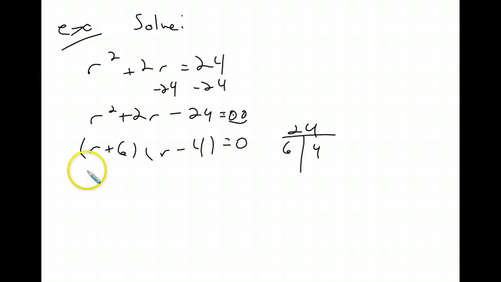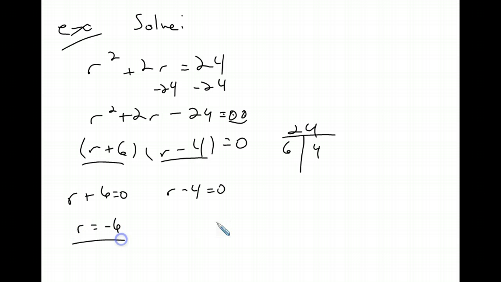So this works. Now I can just take both of my factors. r plus 6 equals 0, and r minus 4 equals 0 to solve for r. So r equals negative 6, and r equals 4.